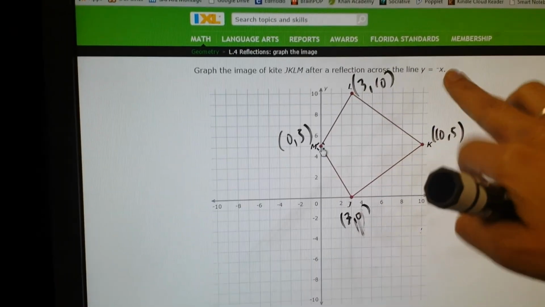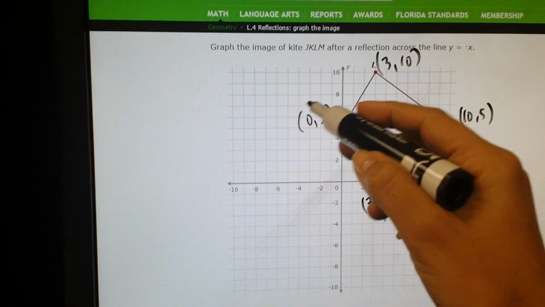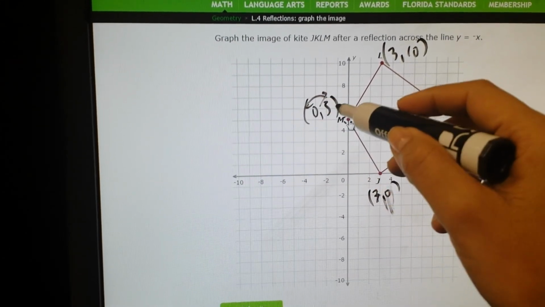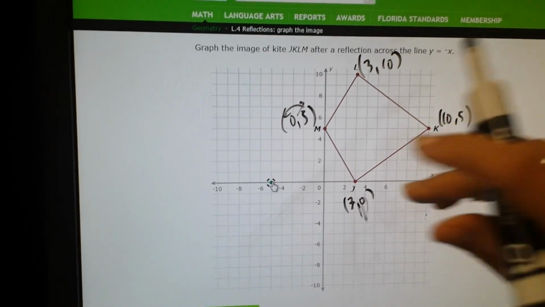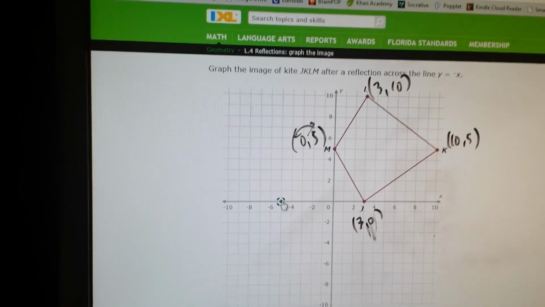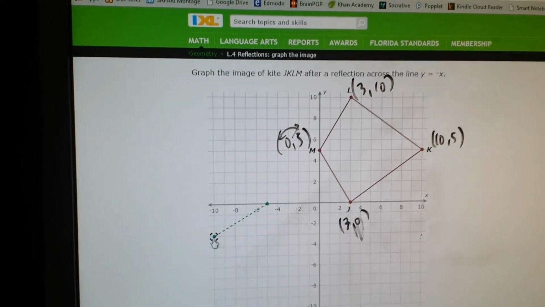Alright, so because it's a negative, you're not only going to switch them, but you're going to change the signs. So once you switch them, change the sign. It's going to become 5, 0, and then change the sign, so negative 5, 0. L is going to be, switch them, 10, 3, then change the sign. So negative 10, and then negative 3.